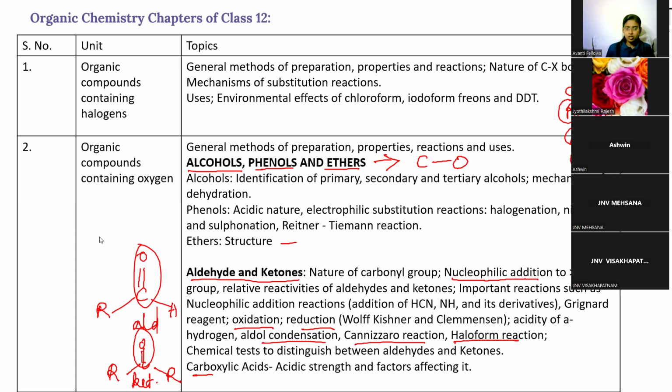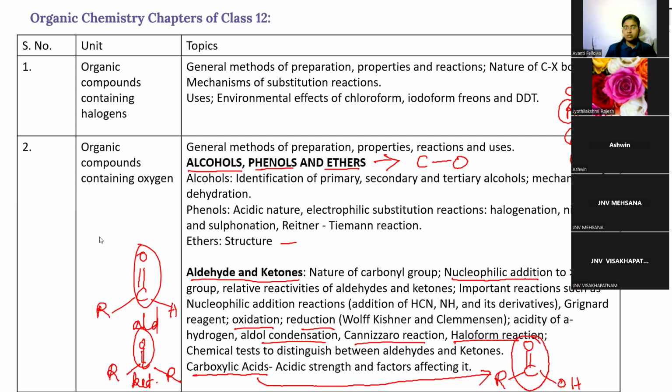Then at last we have a small topic, which is carboxylic acid. Carboxylic acid also has a C double bond O, but one group is R and the other one is OH. So in aldehydes, ketones and carboxylic acids, we have a carbon-oxygen double bond, and in alcohol, phenol, ether, we have compounds related to a carbon-oxygen single bond. We should not omit even a single line or single reaction from these chapters, because direct questions will come from these lessons, from your NCERT book itself.